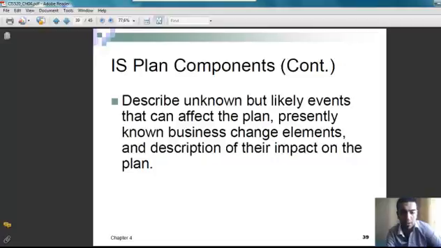Describe unknown but likely events that can affect the plan, and presently known business change elements and a description of their impact on the plan.